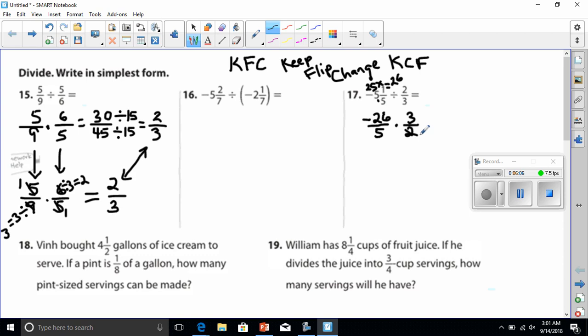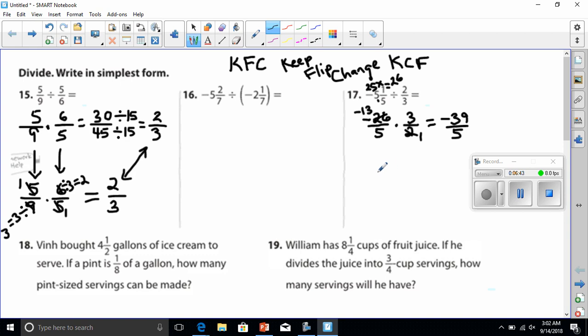So I can divide 2 by 2 and get 1. And I can divide negative 26 by 2 and get negative 13. And now I have negative 13 times 3. Well, negative 13 times 3 is going to give me negative 39. And 5 times 1 will give me 5. I have to ask myself, how many times does 5 go into 39? Because remember, every fraction is really a division problem.